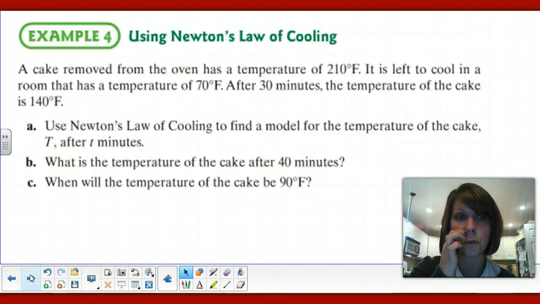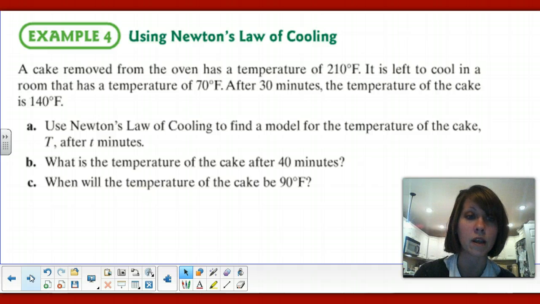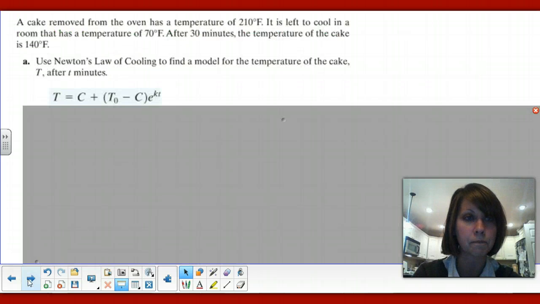Okay, so a cake is removed from the oven. It has a temperature of 210 degrees. It's left to cool in a room that is 70 degrees. After 30 minutes, the temperature of the cake is 140. Use Newton's law of cooling to find a model for the temperature of the cake. What's the temperature after 40 minutes, and when will the temperature of the cake be 90 degrees Fahrenheit? Let's start with part A.